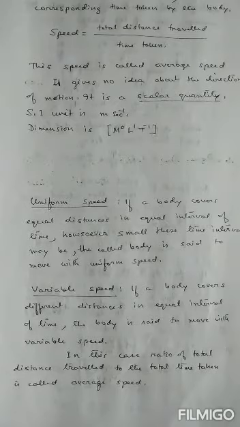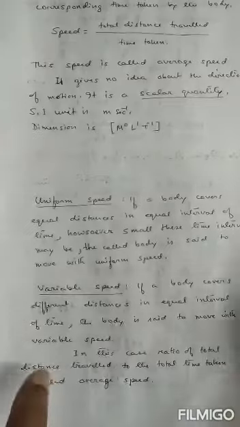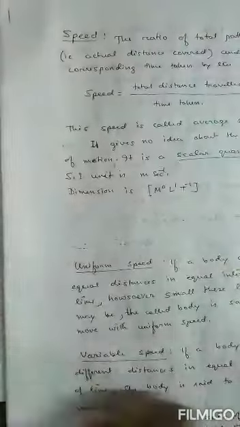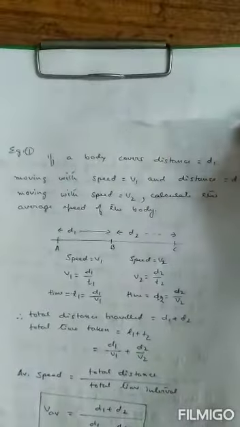But when the body travels different distances in equal intervals of time, the ratio of total distance travelled by the body to the total time taken is called the average speed. Here we want to discuss a particular situation. Say, a body travels from A to B.